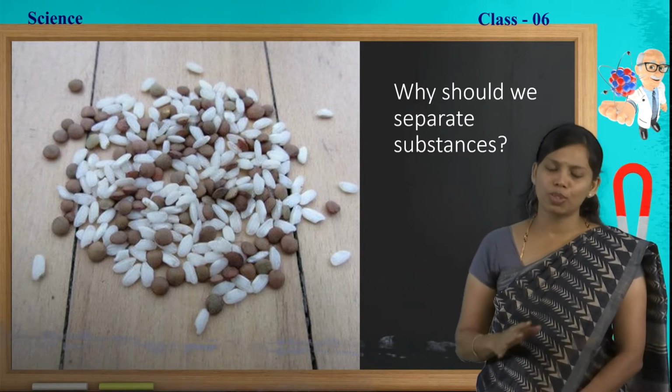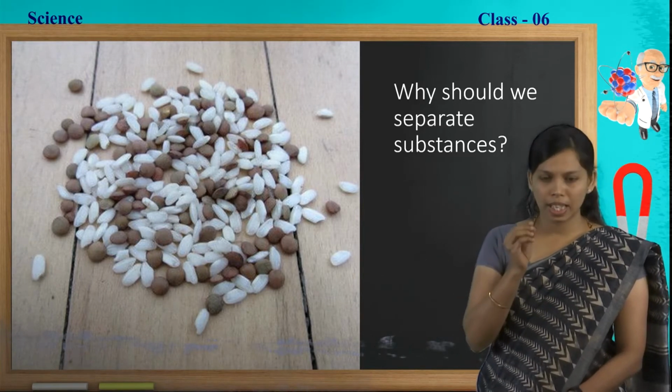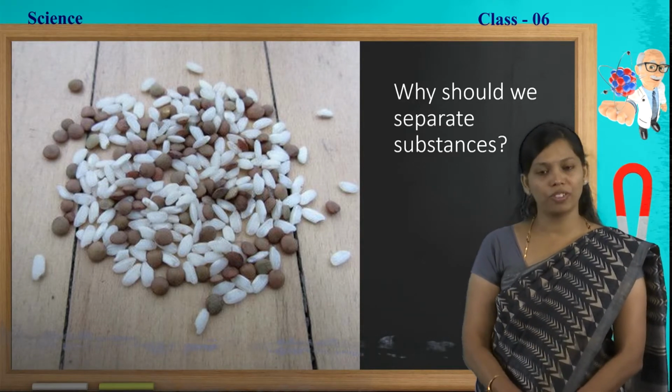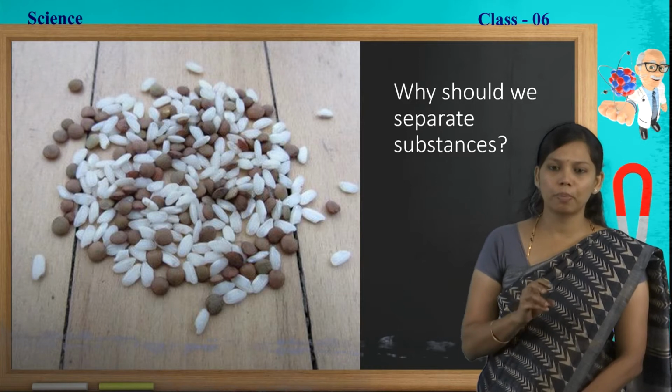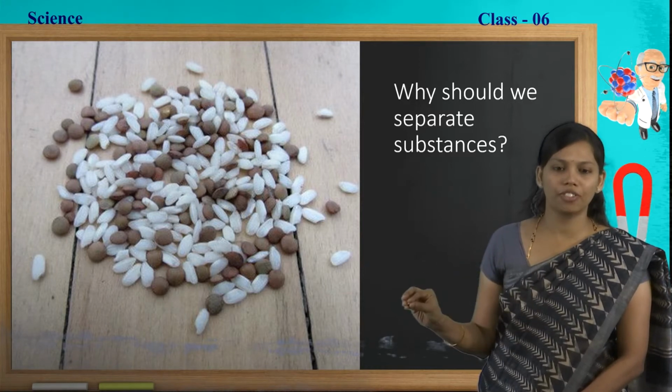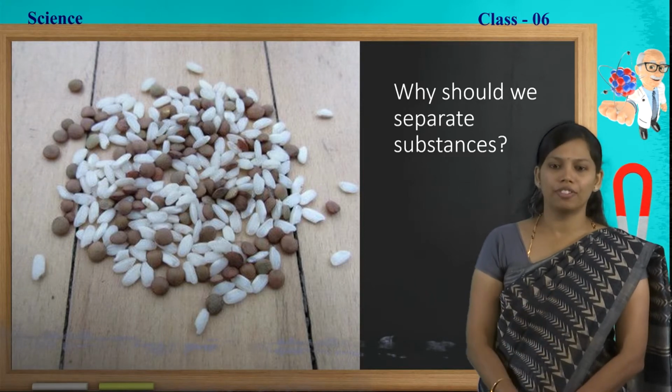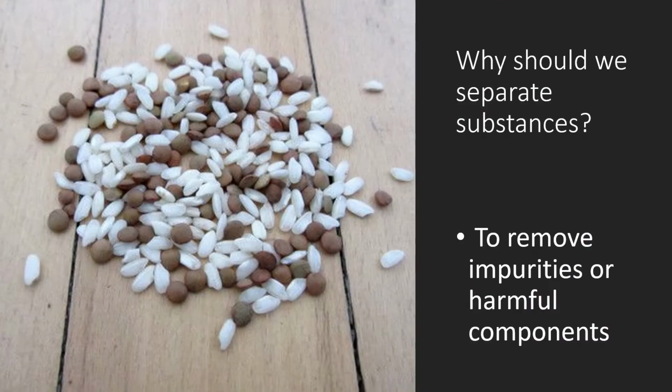If we keep the rice for many days, sometimes we can see small worms in that. It may harm us. So before cooking the rice, we should separate all these impurities from the mixture. In this, what do we infer? To remove the impurities or harmful components, we should separate the substances. It is the first reason.